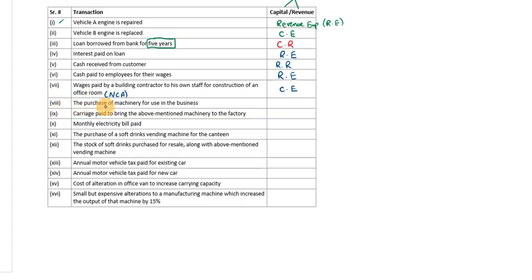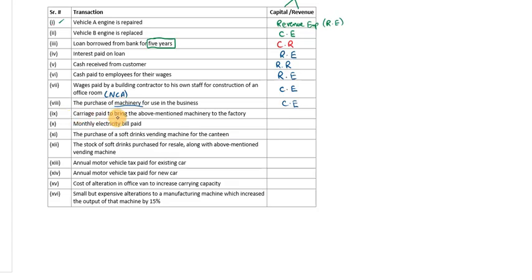The 8th one is the purchase of machinery for use in the business. So purchase is an expenditure. What type of expenditure is it? Revenue expenditure or capital expenditure? Purchase of a machine is a non-current asset, so it is capital expenditure. Got it?